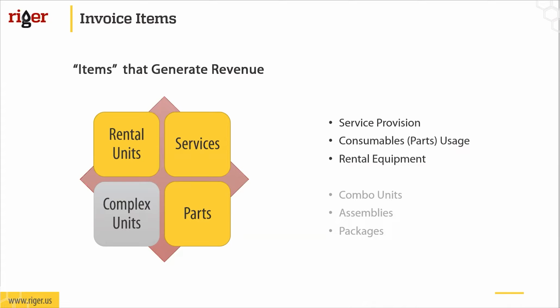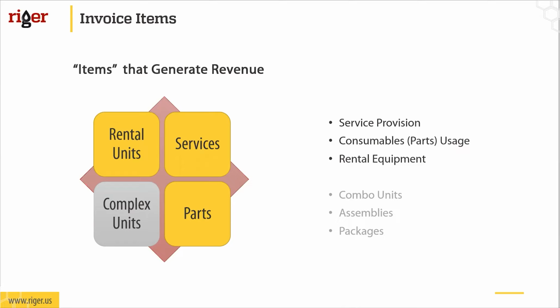We can also have assemblies, which are another type of combo unit, which can be built prior to the job and kept that way for a long time and used in multiple jobs. And we also have packages, which are another type of complex unit, which can incorporate not only items, consumables, and services, but will also define the price as the sum of all the included items within the package.